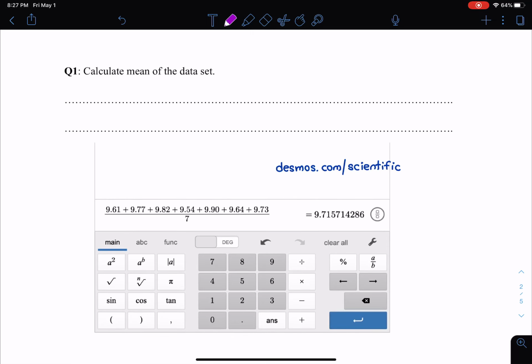So here I have calculated the arithmetic mean using online calculator. The summation of all values is 68.01. Now I am going to divide it by 7. So arithmetic mean for our dataset is 9.72 meter per second squared. The second statistical parameter we are going to calculate is the standard deviation.